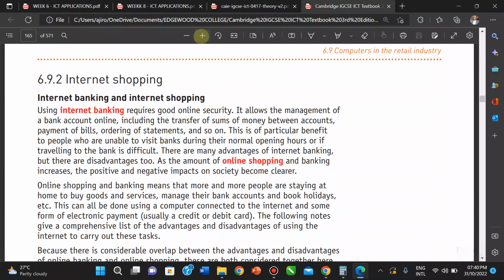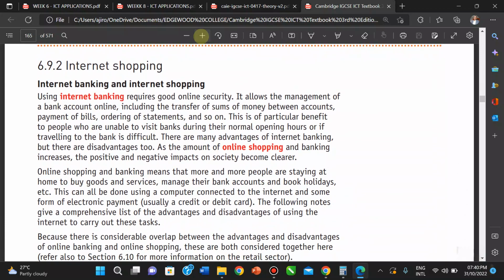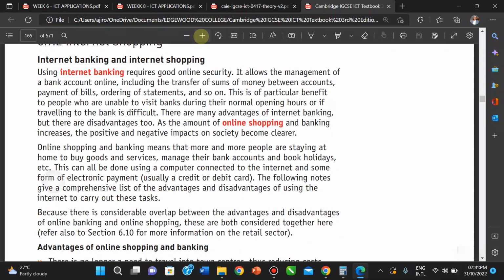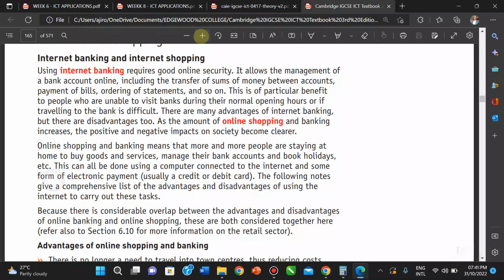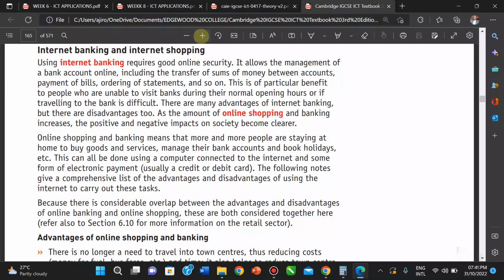Internet shopping, we love it. Ladies love shopping on the internet. They shop a lot. Okay, so using internet banking requires good online security because you want to put your cards on websites that are secure. There are some good websites that are also secure that allow the management of your bank account online, including transfer of money between accounts, payment of bills, ordering of statements, and so on. This is of particular benefit to people who are unable to visit the bank during normal opening hours, or if traveling to the bank is difficult.